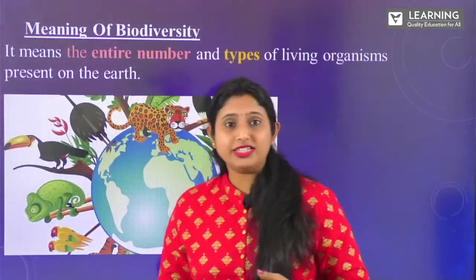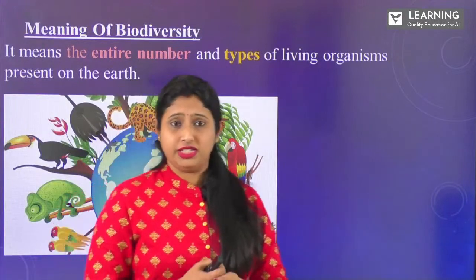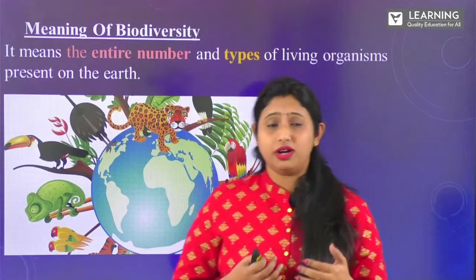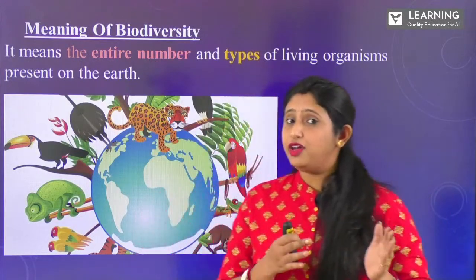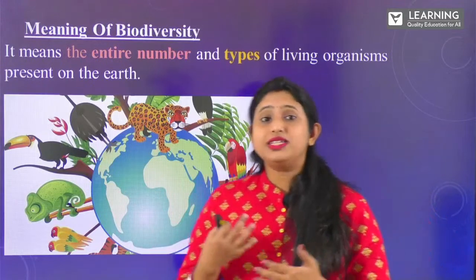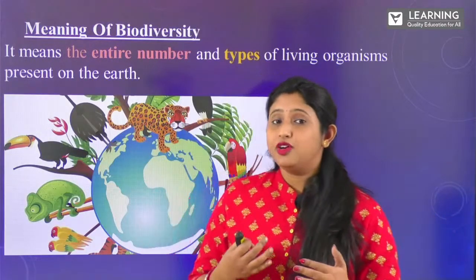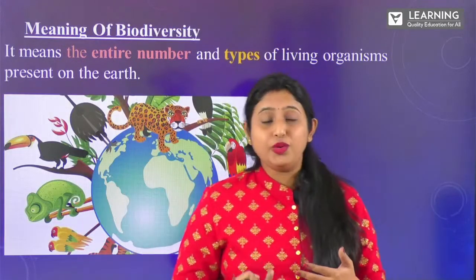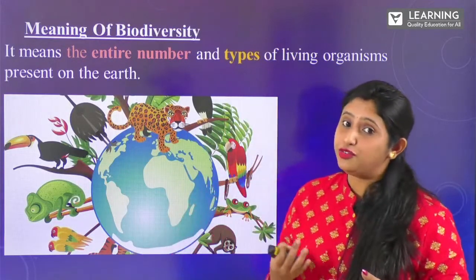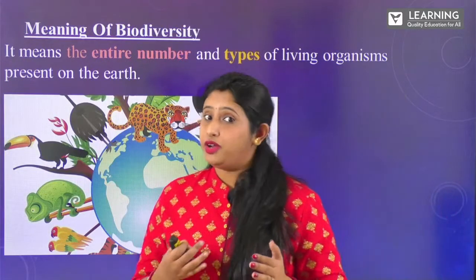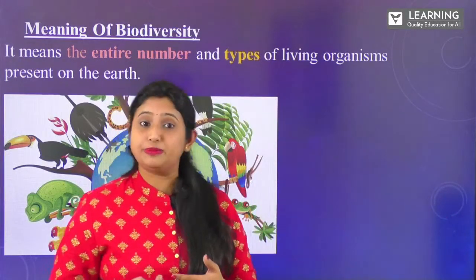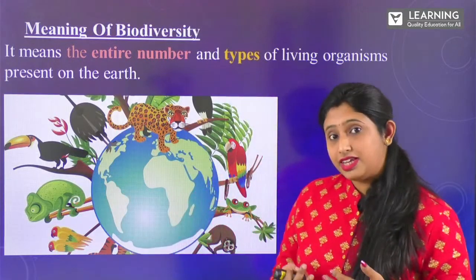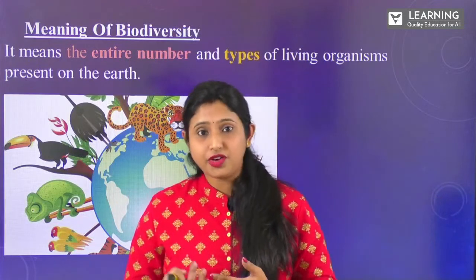Next, let us see what biodiversity is. What do you mean by biodiversity? When you see this word, bio and diversity, two meanings must be there, right? What is bio? Bio means living. And what is diversity? Diversity means variety in living organisms. So in this living world, we have millions and millions of living organisms. We have around 8.7 million species of plants and animals. So we have to categorize them. We have to classify them.